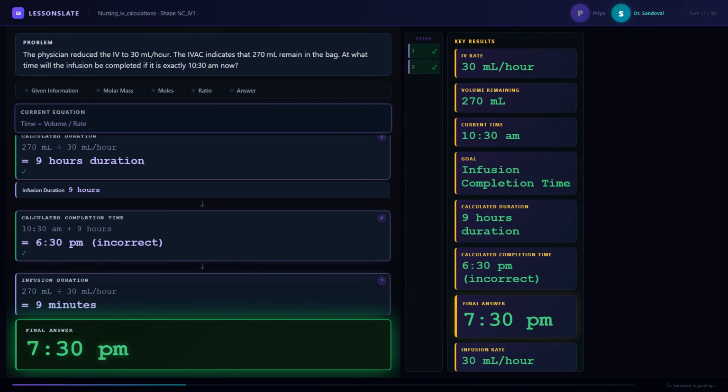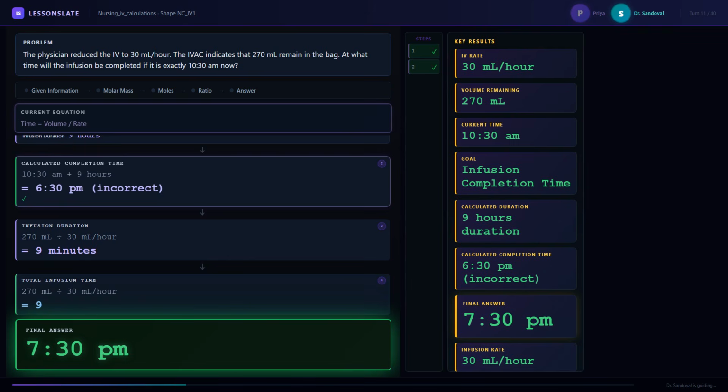You're absolutely on the right track with dividing the remaining volume by the infusion rate. The calculation, 270 milliliters divided by 30 milliliters per hour, does indeed give you 9. Now let's look closely at your units. You have milliliters divided by milliliters per hour. What happens to the milliliter units in that division, and what unit are you left with?